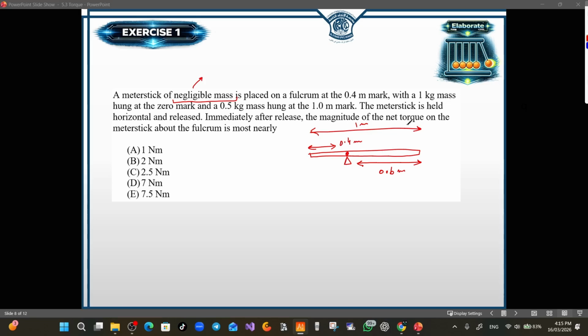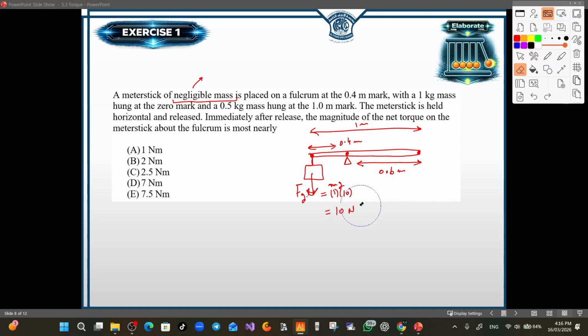1 kilogram mass hung at the 0 mark. So we have hung here the 1 kilogram, if this is the 0 mark, and this is the 1 meter mark. Let's calculate the force acting on this point due to this mass. The force here is the force of gravity. This force will pull the meter stick downward, and the magnitude of this force is 1 times 10, if we consider the gravity to be 10. Mass times gravity, and the answer is 10 Newton. So this force has a magnitude of 10 Newton.